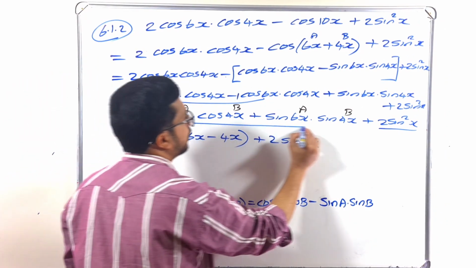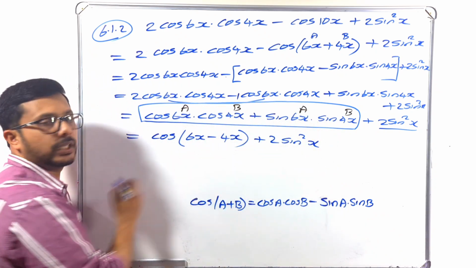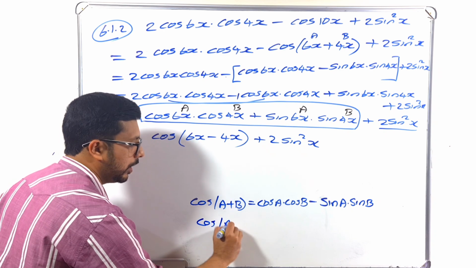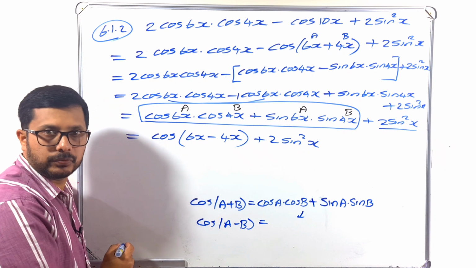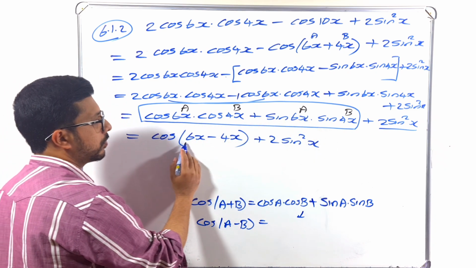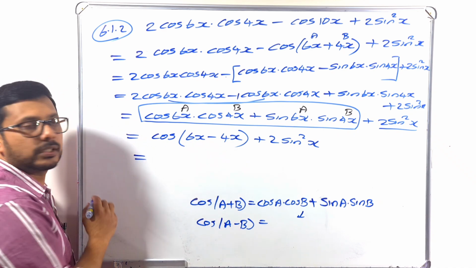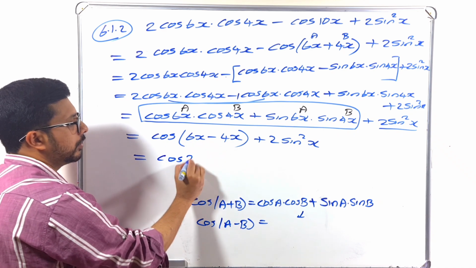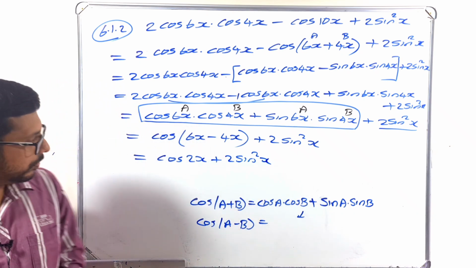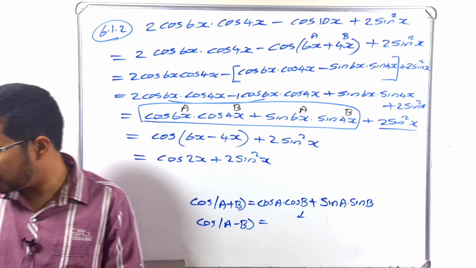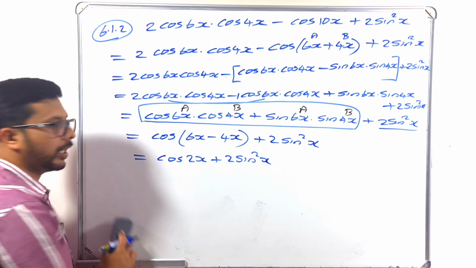So this is the expansion of cos of a minus b, then here it is plus. So we can write it as cos of 6x minus 4x. Here 6x minus 4x is 2x. So it is cos 2x plus 2 sine square x. Now what is this cos 2x in terms of sine? This is a double angle, is it not so?